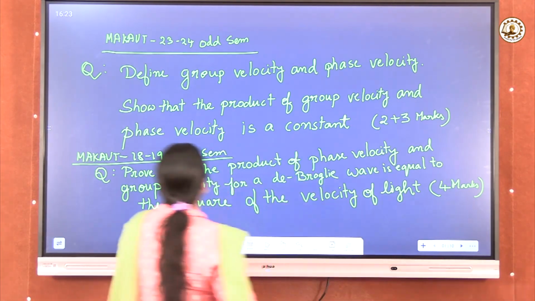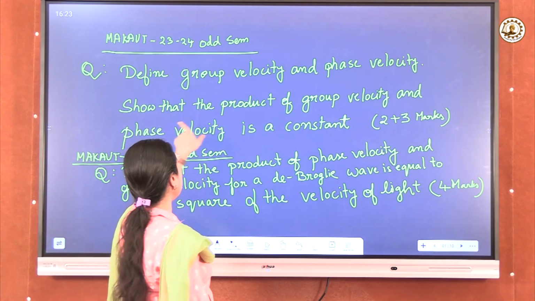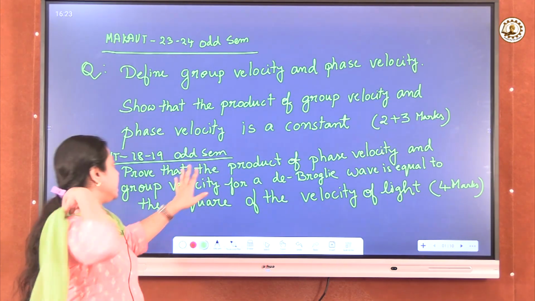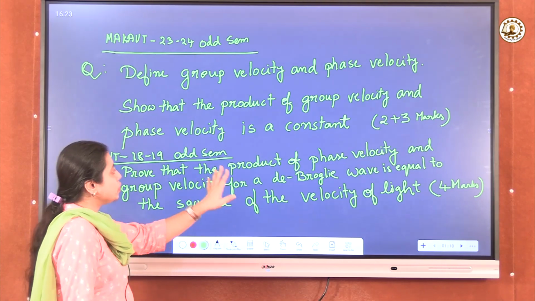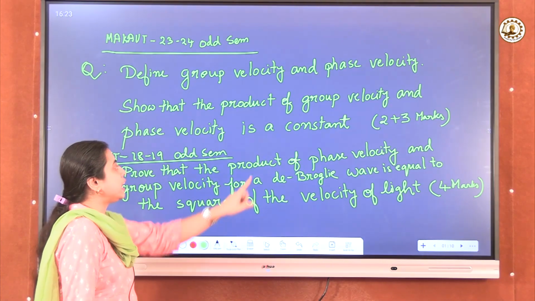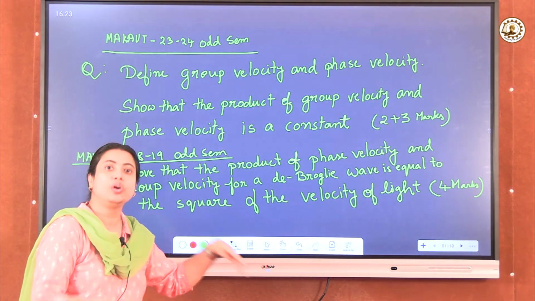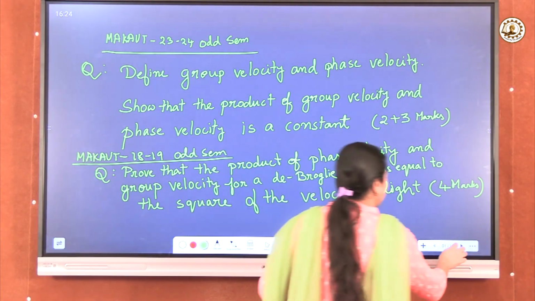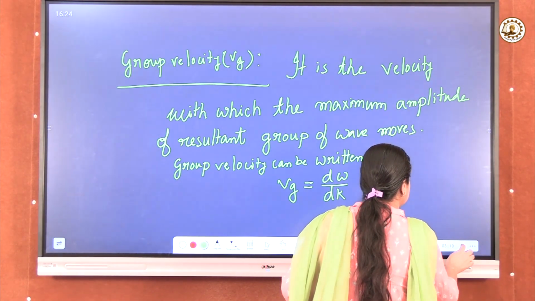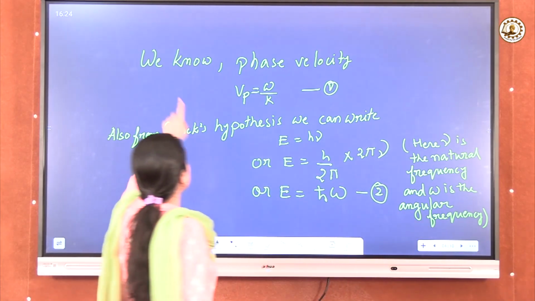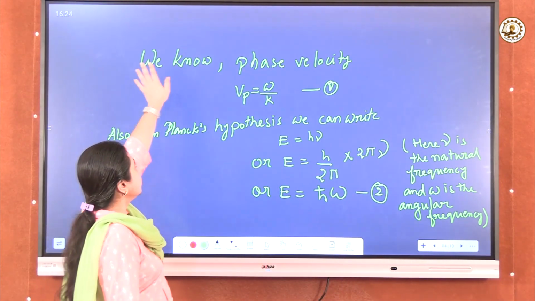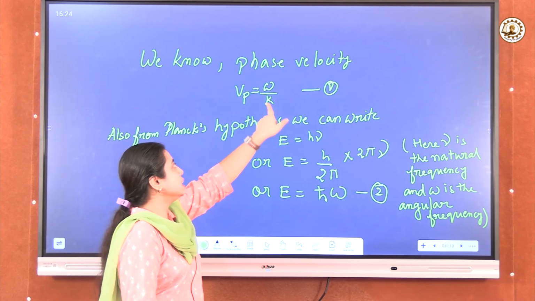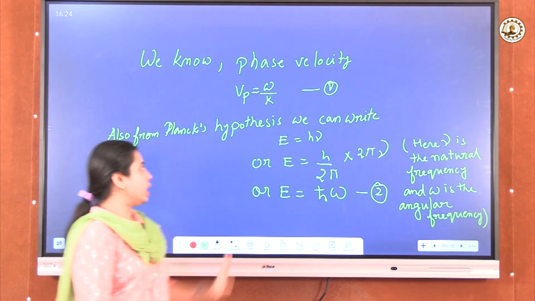This is the first part of our question, of 2 marks, of MAKAUT 23-24. And the second part is to show the product of group velocity and phase velocity. Here also they asked us to show that the product is equal to the square of the velocity of light. So let us see how to calculate the product. You have already seen the phase velocity Vp is equal to omega by k. This I am giving as equation number 1.